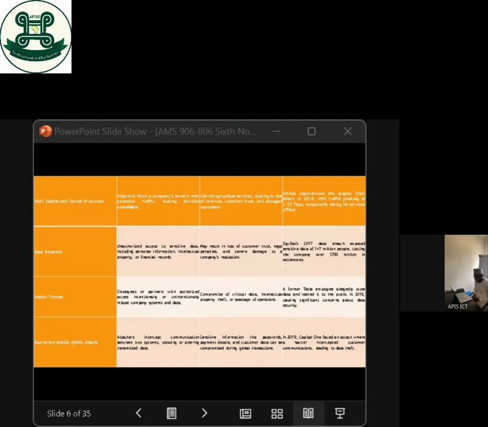Then we also have what is called, among these attack vectors, the man in the middle attack. Man in the middle attack. You see it there. So it's an attack. What people used to do there is this.